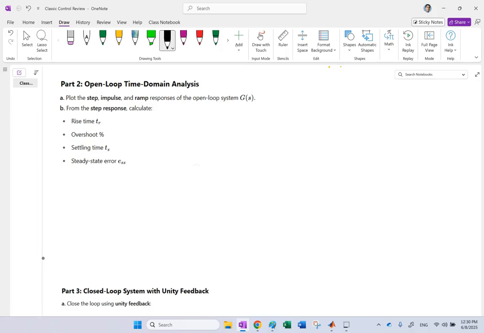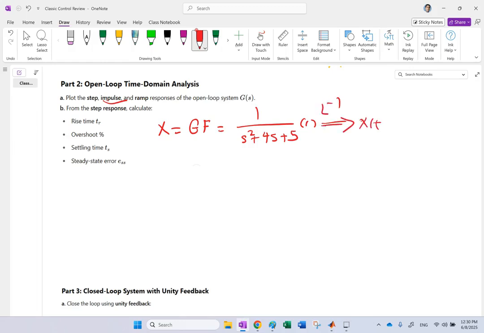So let's get started. For instance, let's say I want to get the impulse response of this system analytically. How? So in this case, X is going to be G times F. G is 1 over s squared plus 4s plus 5. And for impulse function, F is simply 1. So X of s is going to be that. Therefore, you take a Laplace inverse from both sides, and you can get x of t to be the Laplace inverse of this.